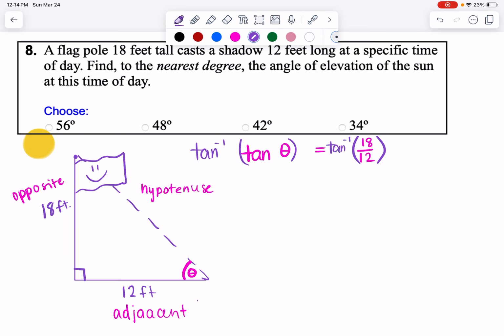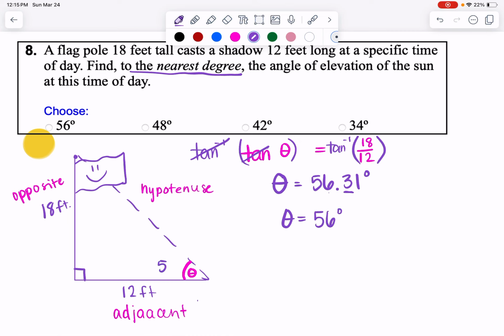So we're going to take the tangent inverse of both sides. When we do that, it basically causes the tangent inverse and tangent to go away, leaving us with just our theta. And then we plug this side into a calculator. You would just type it in exactly as it appears: tangent inverse of 18 divided by 12, which gives us 56.31 degrees. But this one is asking us to the nearest degree. So since 3 is smaller than 5, it's not going to round up this 6. So our angle theta to the nearest degree is 56 degrees.